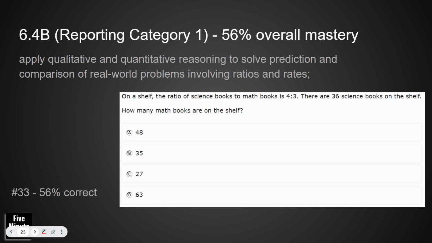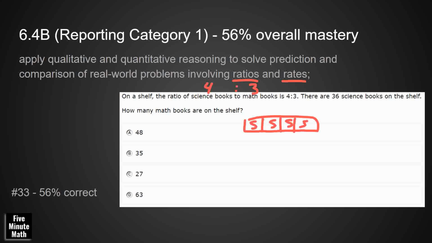We're looking next at 6.4b, 56% overall mastery, qualitative and quantitative reasoning to solve prediction and comparison of real-world problems involving one of our biggest learnings in 6th grade, ratios and rates. We've got a ratio of science books to math books, which is 4:3. So I'm going to draw this. I'll put science books, and change colors here, math books. The ratio is 4:3. Now, there are 36 science books.